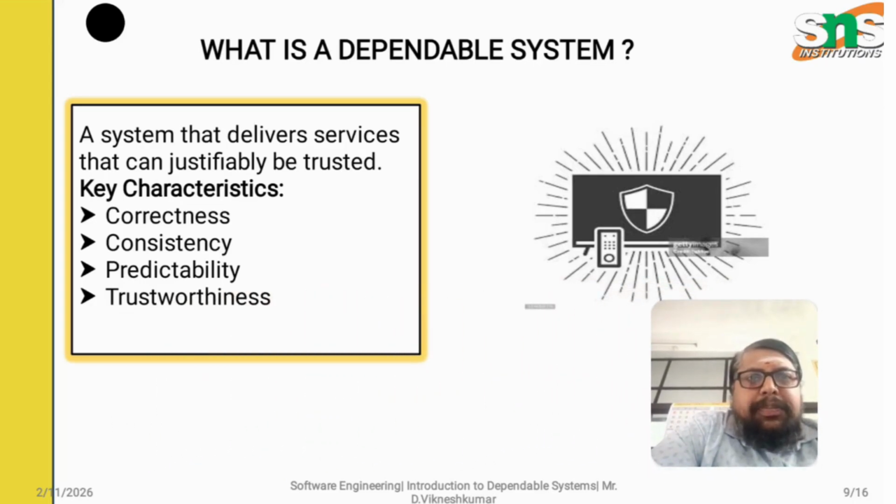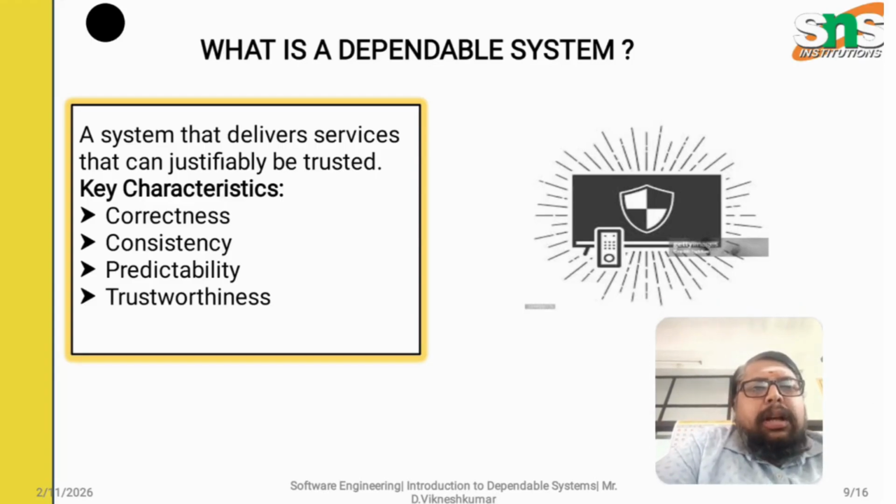A dependable system is a system that delivers services that can be justified, that is, it is said to be a trusted system. Its key characteristics are correctness, consistency, predictability and trustworthiness. So a dependable system delivers service that can be justified and trusted.